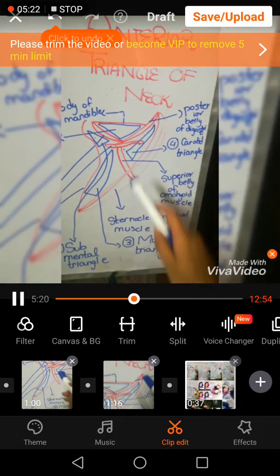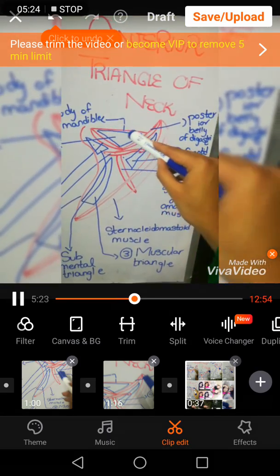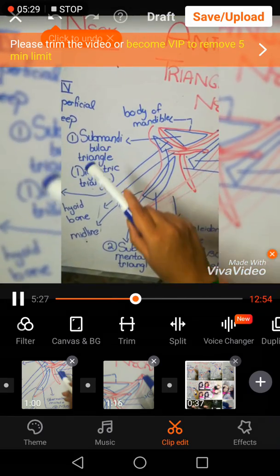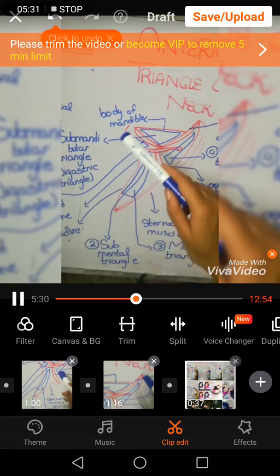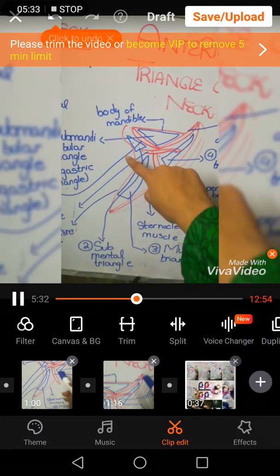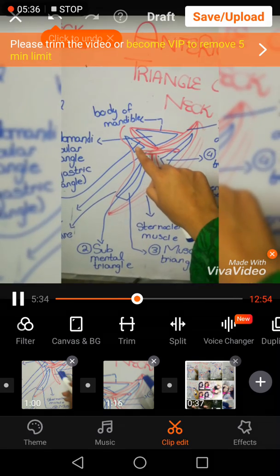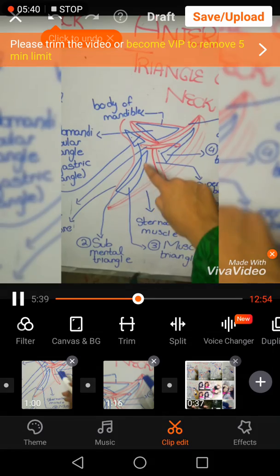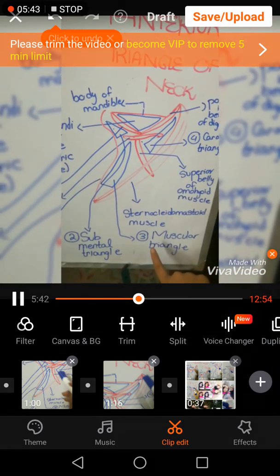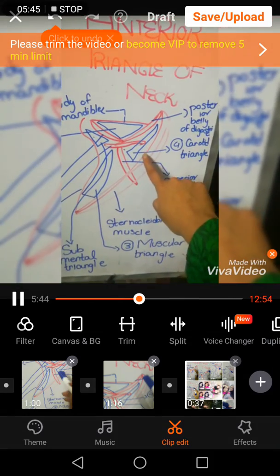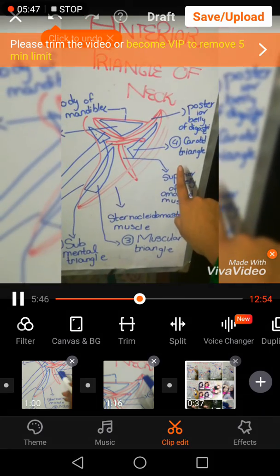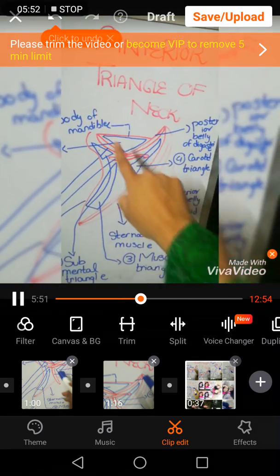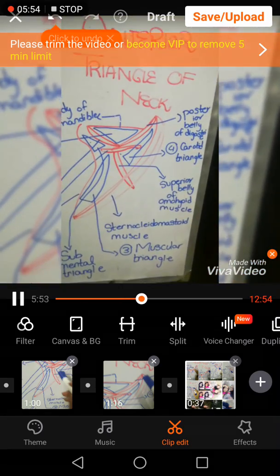this figure. The first triangle that is formed here is called your submandibular triangle, also called your digastric triangle. The second triangle formed here is called the submental triangle. The third triangle formed here is called your muscular triangle. And the triangle here is called your carotid triangle. So these were the 4 triangles which are further subclassifications of the anterior triangle of the neck.